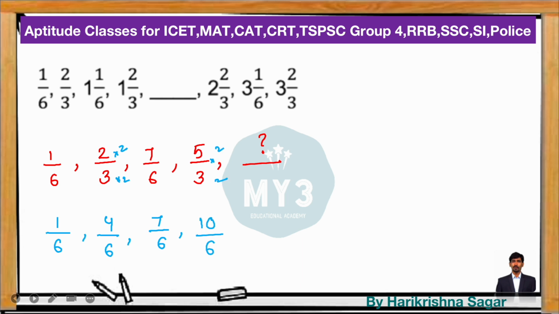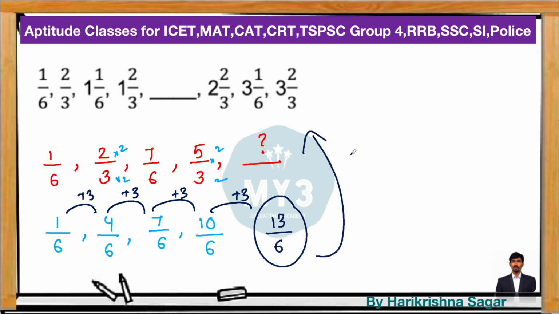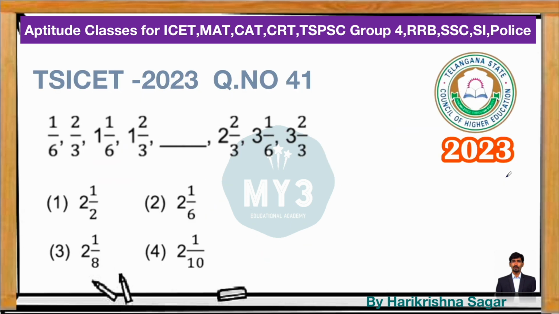Now look, is there any pattern going on here? If you observe, 1 plus 3 is 4, 4 plus 3 is 7, 7 plus 3 is 10, 10 plus 3 should be 13. So 13 by 6 should be the value at the question mark. What is 13 by 6? 6 1s are 6, 6 2s are 12, and with 12 we are left with 1 by 6. So 2 1 by 6 should be the missing value. You can mark the answer as 2 1 by 6, which is available as option 2.